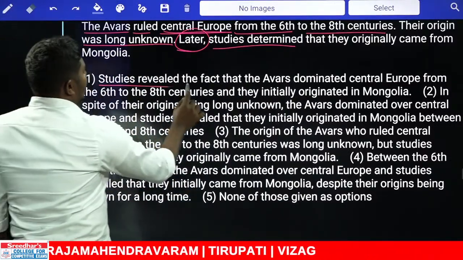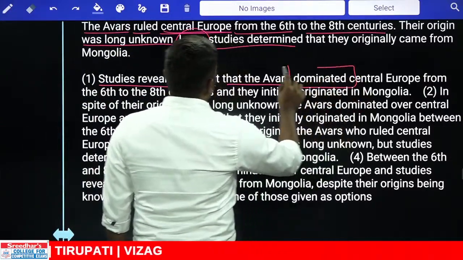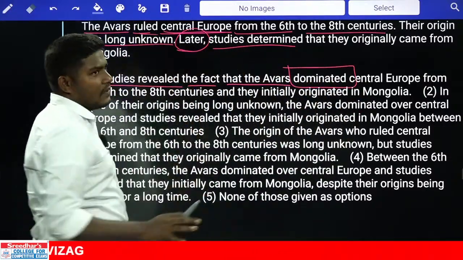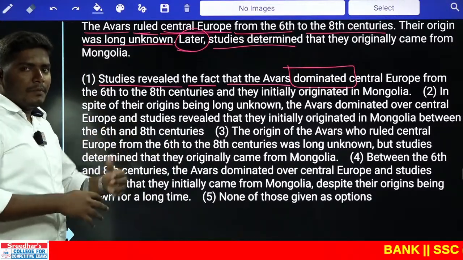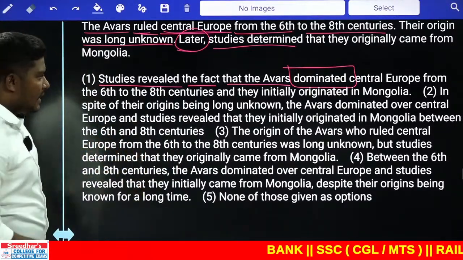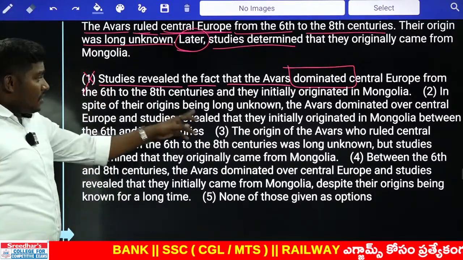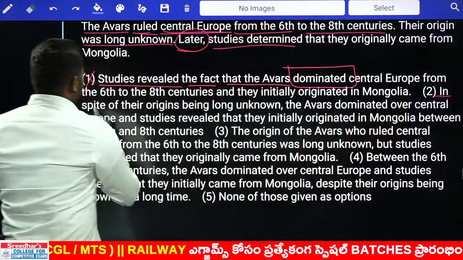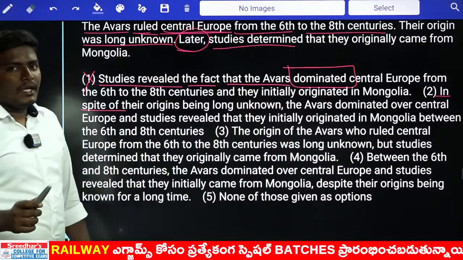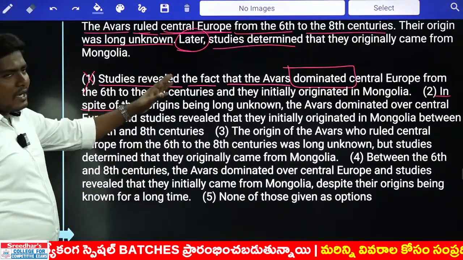Now look at this. Studies revealed that the Avars dominated. See, domination and ruling are both different here. We are actually speaking about the time period when these people ruled some area but not dominated. First one is out. In spite of their origins being... When you use the combination of in spite of, you are actually referring to something which is in contrast. Contrast cannot be used because there is no contrast here.